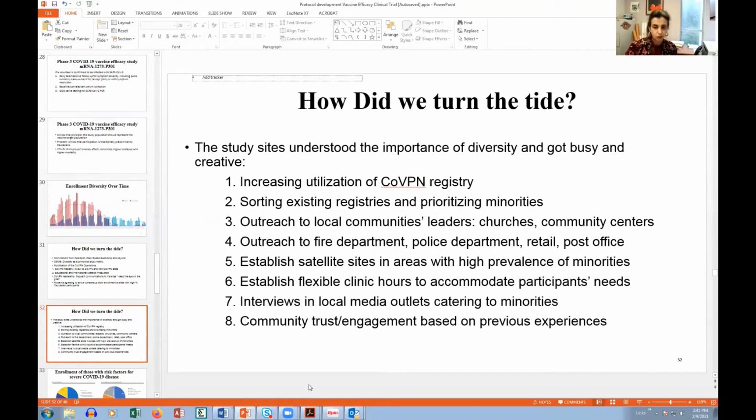They sorted their registry by race and ethnicity. Many local community leaders, in terms of churches and whatnot, were recruited to help the studies, and we started giving interviews to local media that cater more to minorities, whether it be Latino radio or TV, and preferentially African American stations.